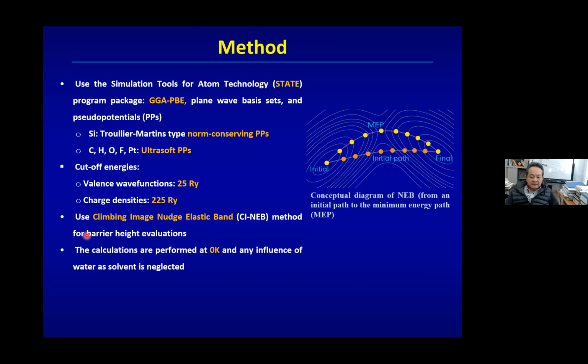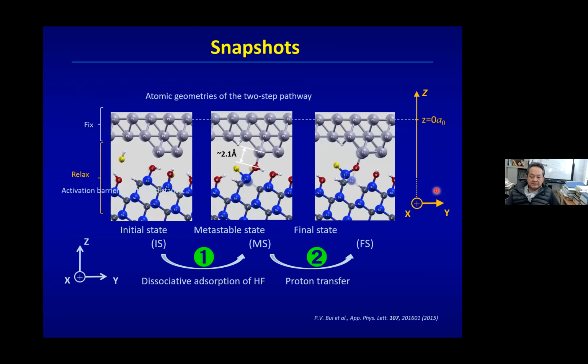And to understand the barrier height of this reaction, we use the CI-NEB method. Calculations are performed at 0 Kelvin, and any influence of water molecules as solvent is neglected in this calculation. Okay, this is the summary of the calculation methods. And these are snapshots during the actual simulation.